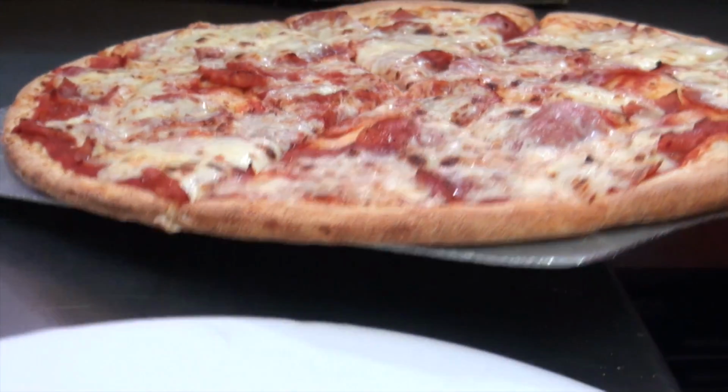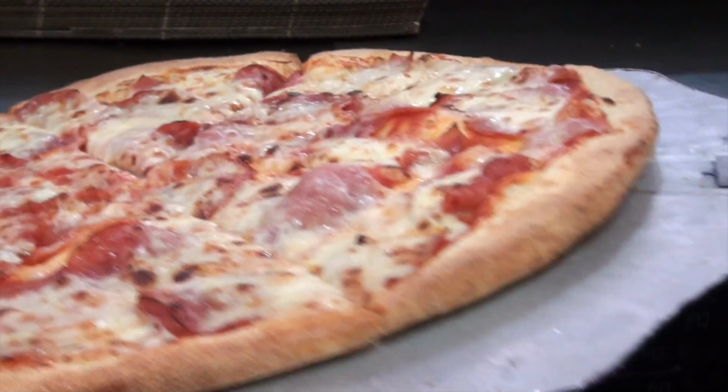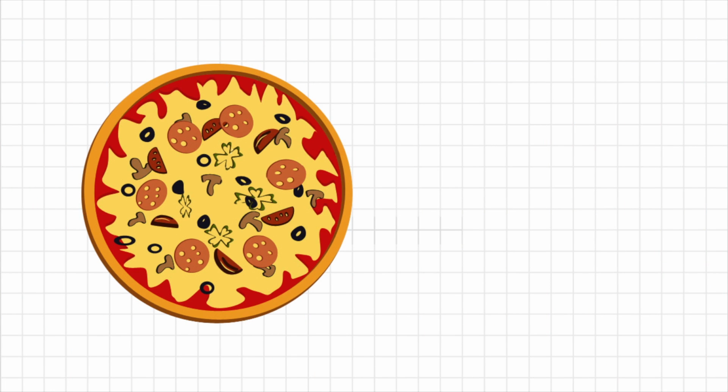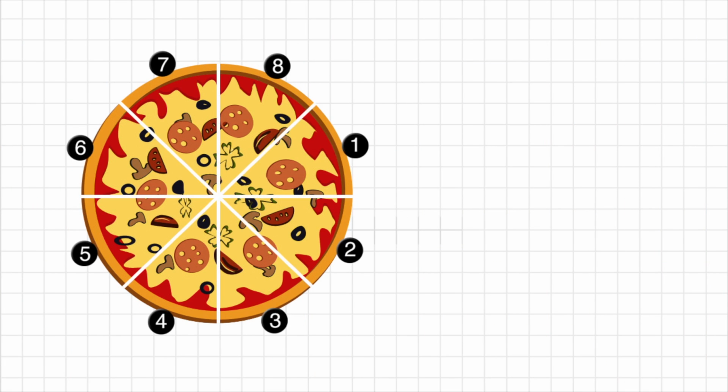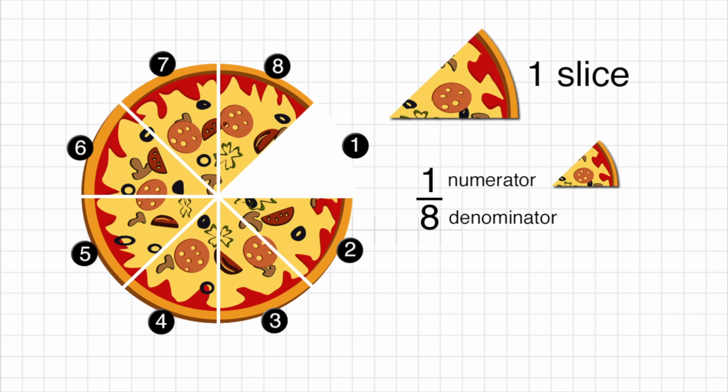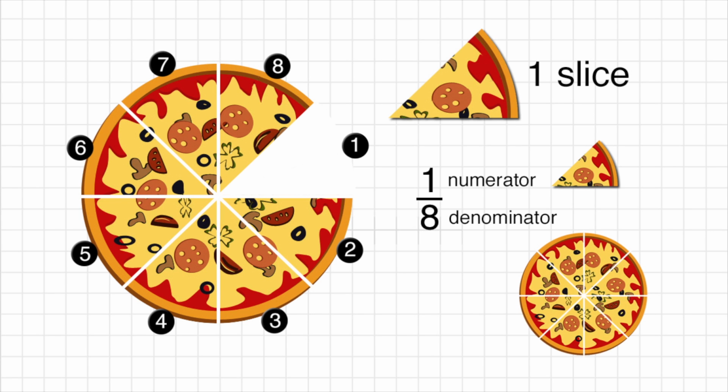In this case, a fraction represents a whole quantity that is divided into equal pieces. This pizza is divided into 8 equal slices. If someone eats one slice of the 8 slices, that slice can be represented by 1/8. In this case, 1 is the numerator. The numerator refers to the number of parts. 8 is the denominator. It refers to the total number of equal-sized pieces in the whole pizza.